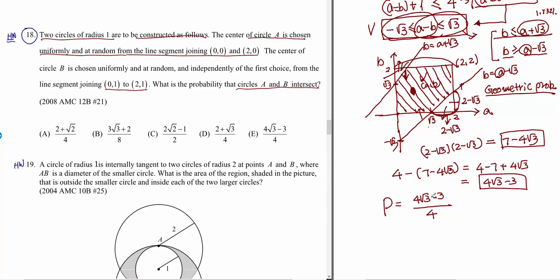Okay, so we have this one. 4 root 3 minus 4. Okay, choice B is the answer, okay?